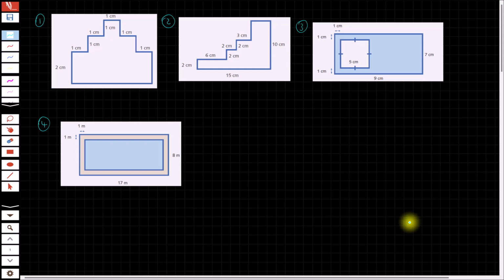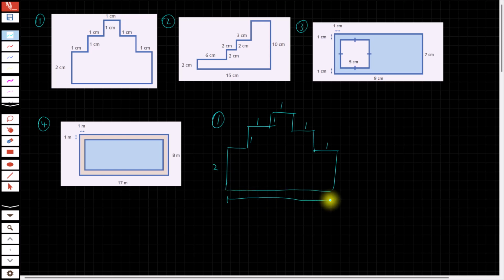In this lesson we're going to look at calculating the area and perimeter of some different types of shapes. Firstly, we can start here. Let's draw it quickly. So if we draw this, there we have 1 centimeter here, 1 centimeter here, basically all 1 centimeters. We have 2 centimeters there. But we haven't been given the distance from here to here.